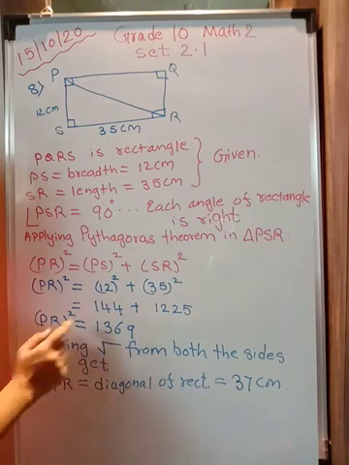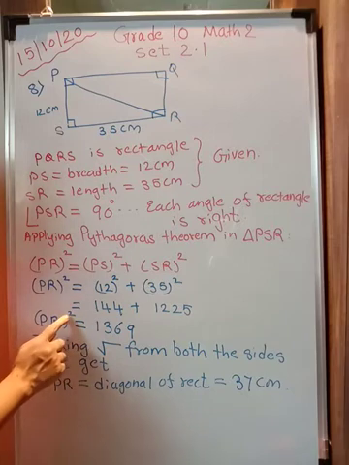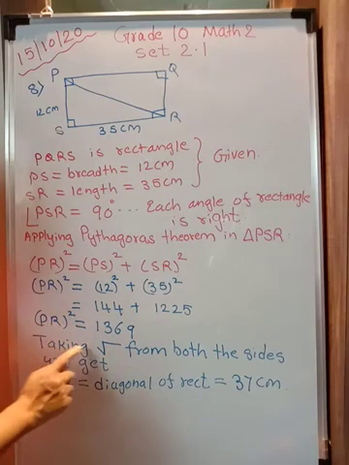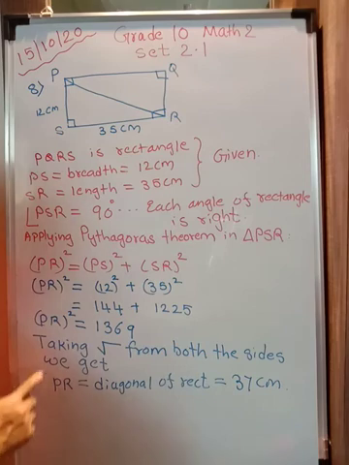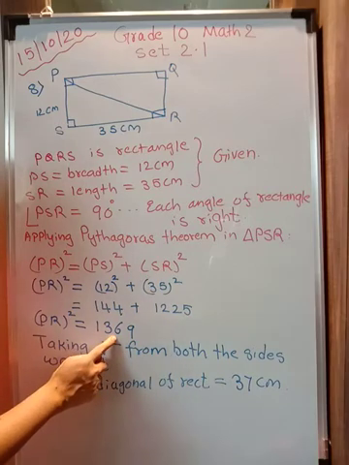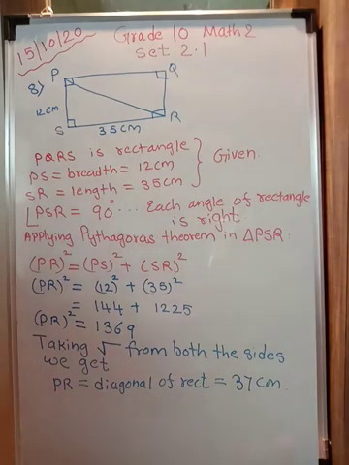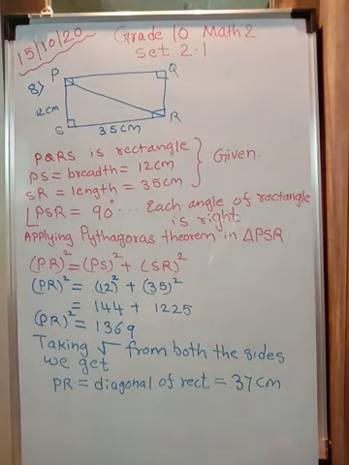But 1369 is PR square. I want PR. So going from square to PR, I have to take square root from both the sides. So square root of PR square will be PR, which is equal to, what is PR? Diagonal of the rectangle. And square root of 1369 is what? 37. So you got the diagonal as 37 centimeters. Is this clear? Alright.